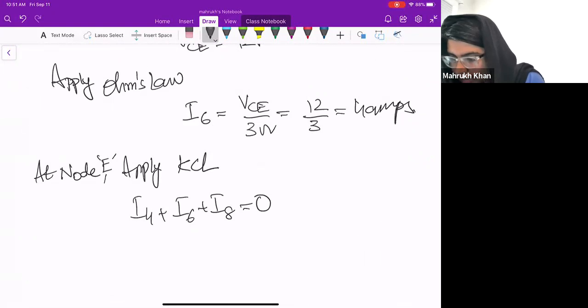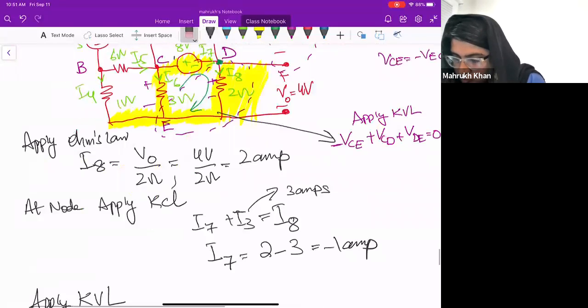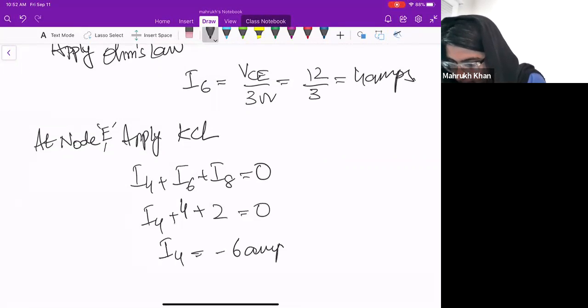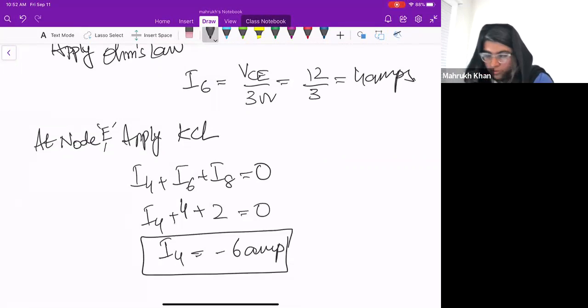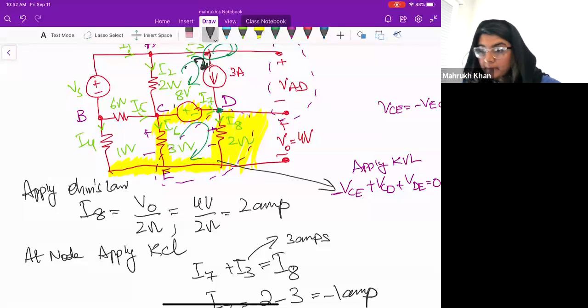So what is our I6? 4. I8 is 2. So I4 is minus 6 amps. Okay, so we did find I4. So by I4, I know VBE, right? So let's try to do that.